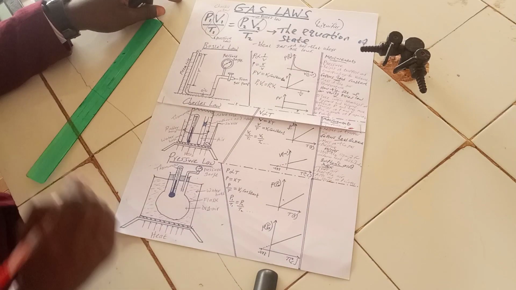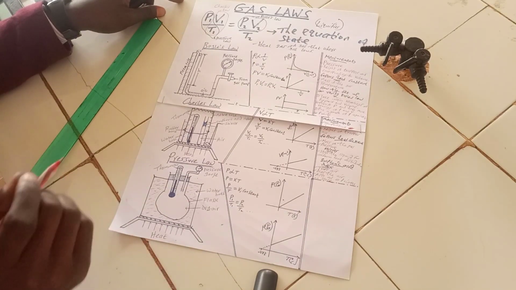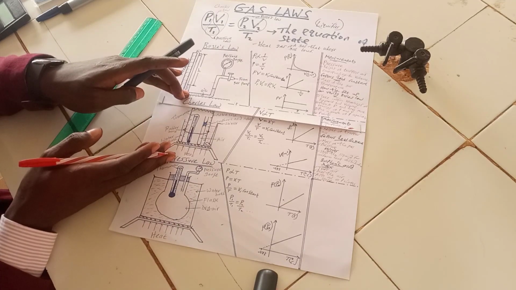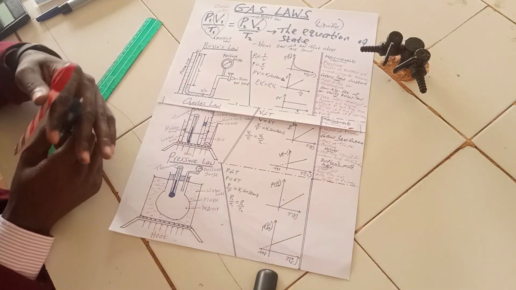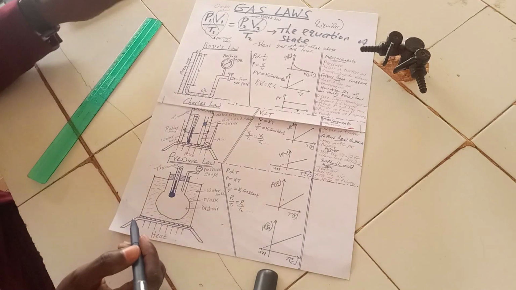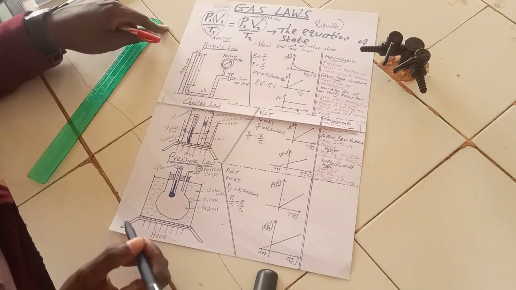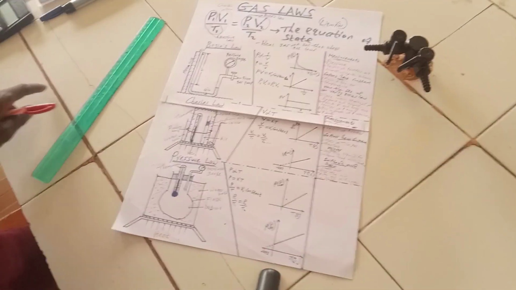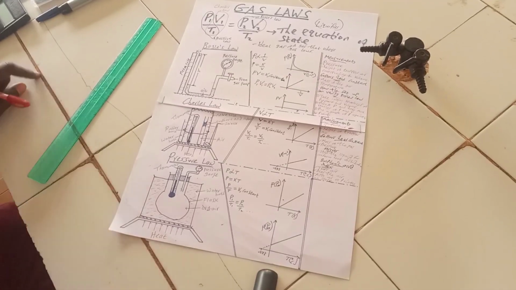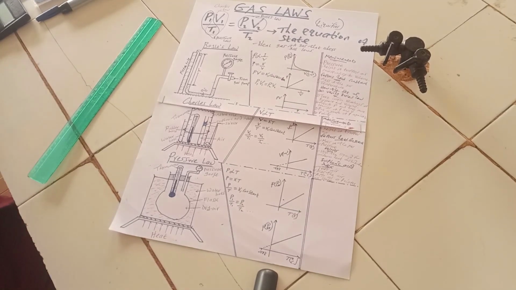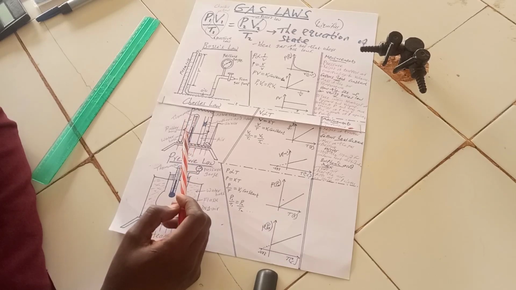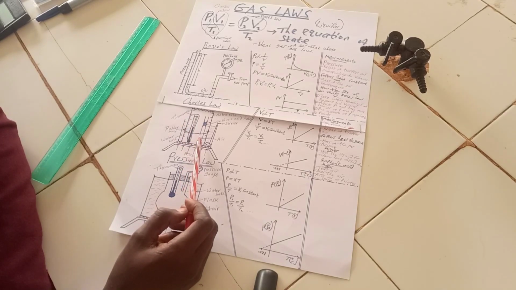Then with that, we can also look at how this setup here can be used to verify Charles' law. So the first thing, you take the initial reading of temperature and volume of dry air.